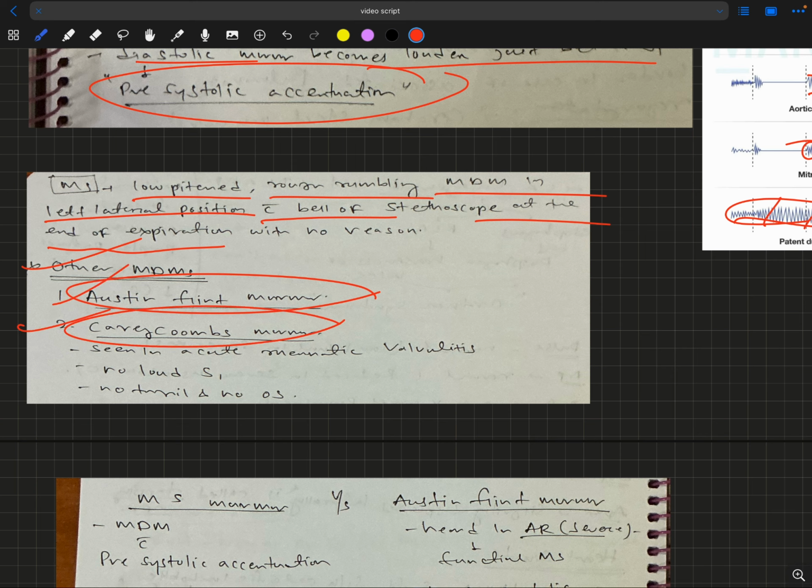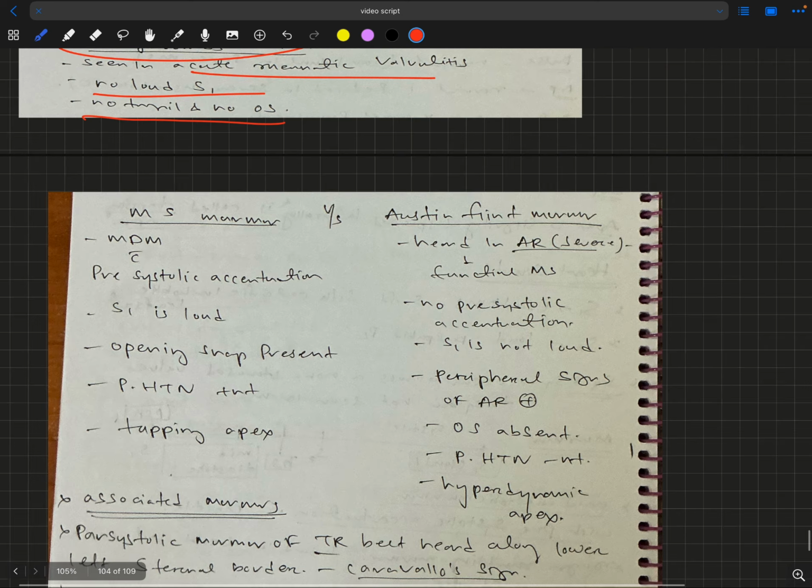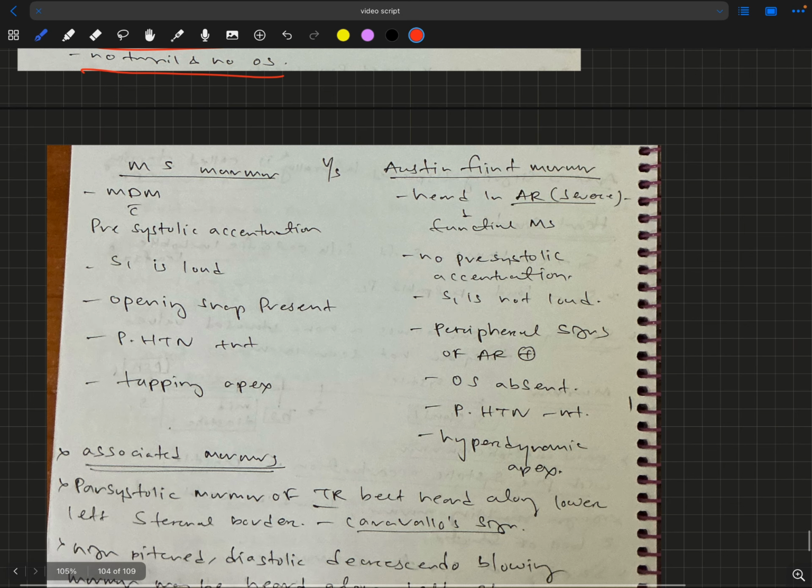The Carey-Coombs murmur is in case of acute rheumatic fever. In case of acute rheumatic valvulitis, there is no loud S1, no thrill, and no opening snap. This is the Carey-Coombs murmur in acute rheumatic fever. Now, the difference between the mitral stenosis murmur and the Austin Flint murmur. Both are mid-diastolic murmurs. The mitral stenosis murmur is a mid-diastolic murmur with pre-systolic accentuation, and S1 is loud.